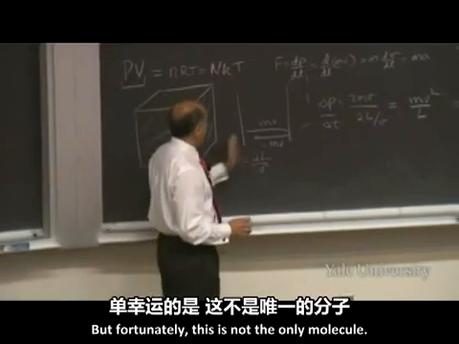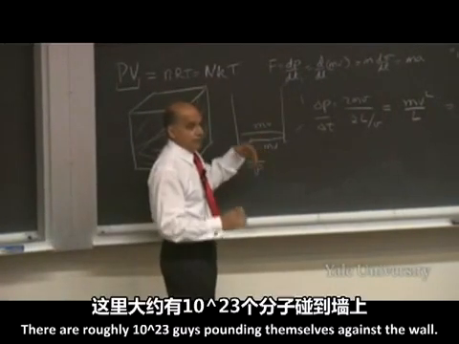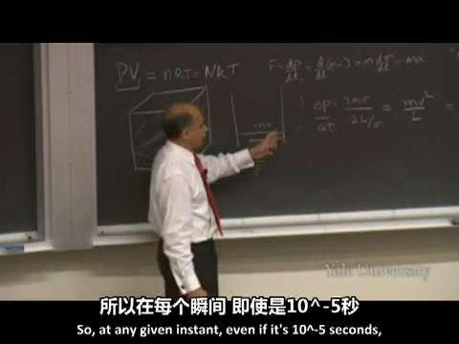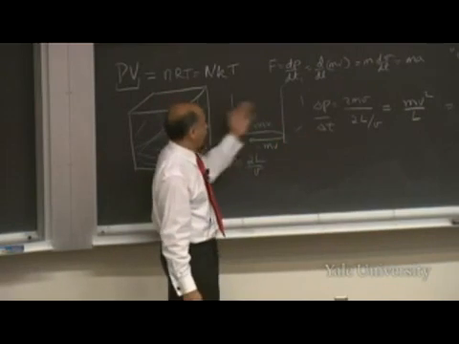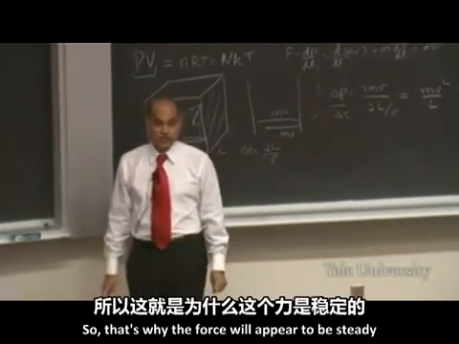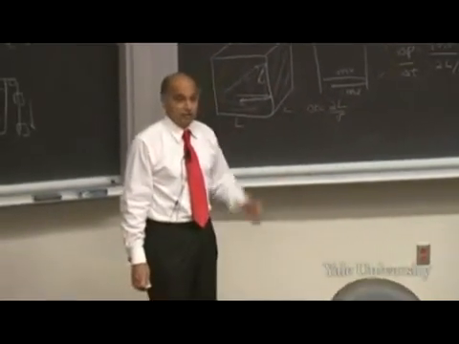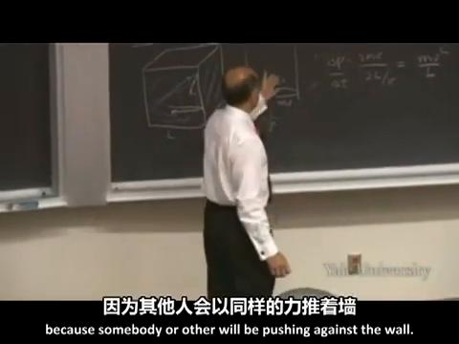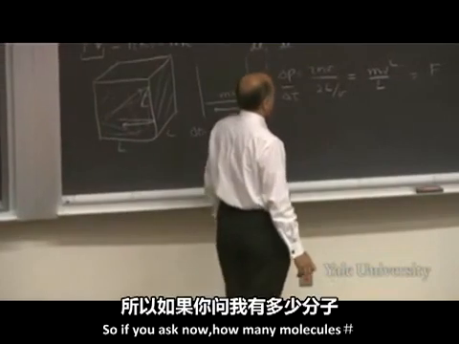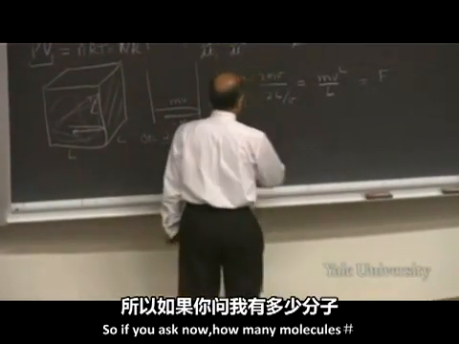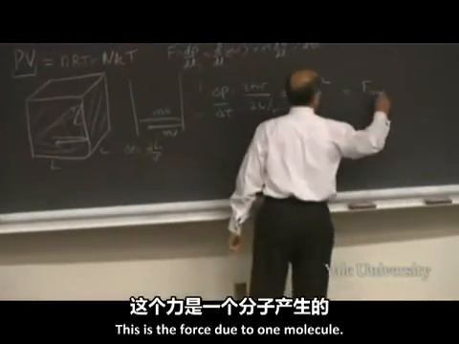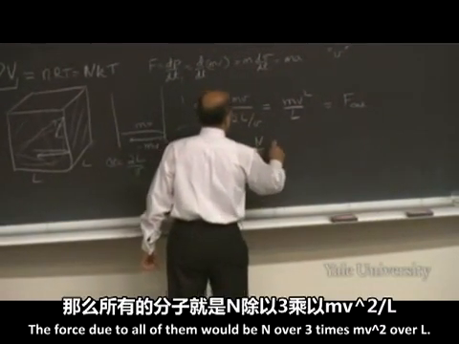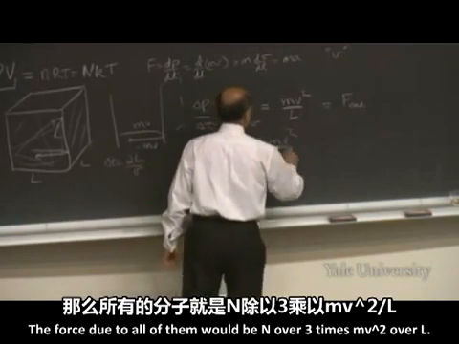But fortunately, this is not the only molecule. There are roughly 10 to the 23 guys pounding themselves against the wall. So at any given instant, even if it's 10 to the minus 5 seconds, there'll be a large number of molecules colliding. So that's why the force will appear to be steady rather than a short noise. It looks very steady, because somebody or other will be pushing against the wall. So if you ask now, how many molecules? This is the force due to one molecule. The force due to all of them will be n over 3 times mv squared over L.